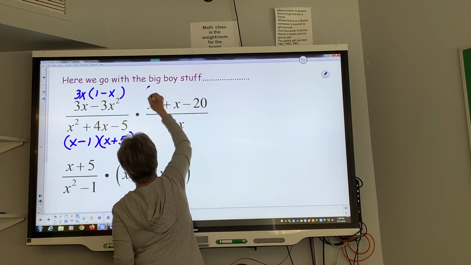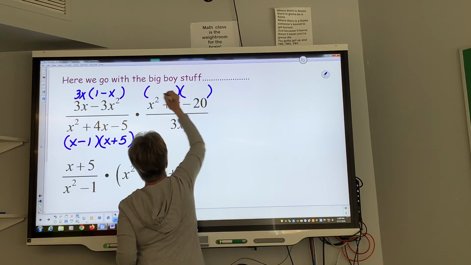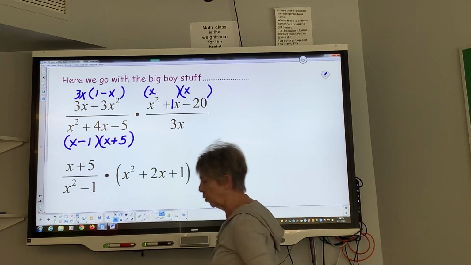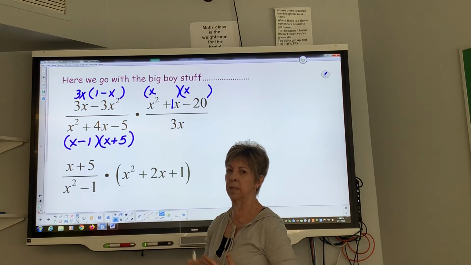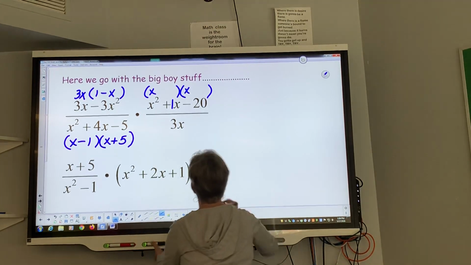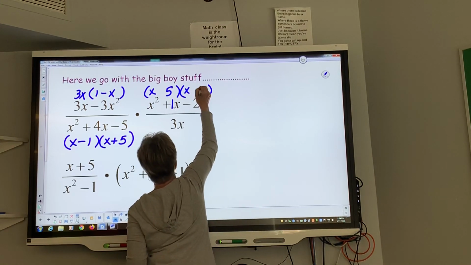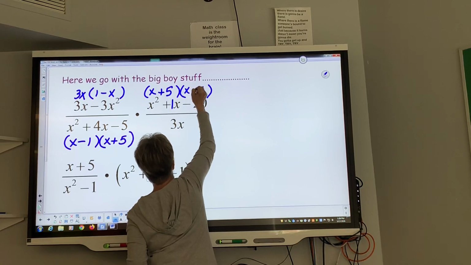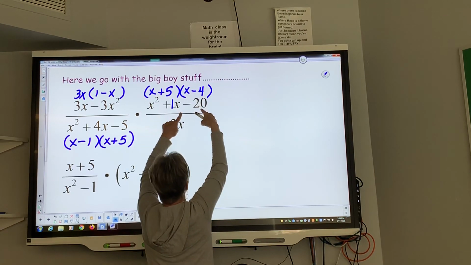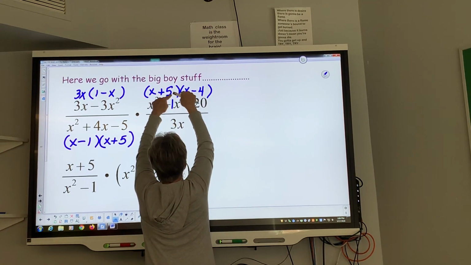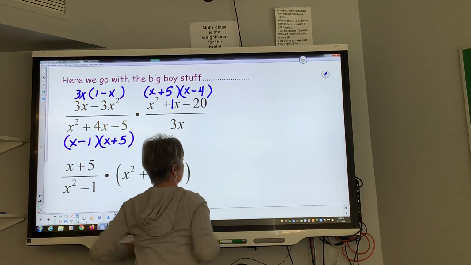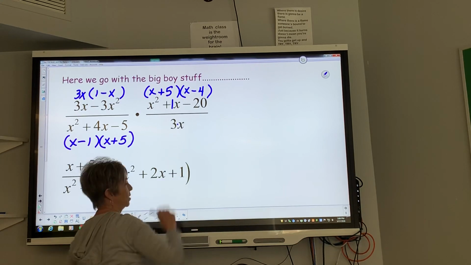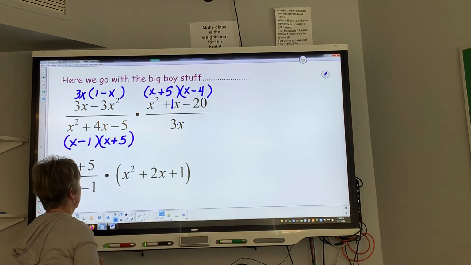I'm going to factor up here, x and x. Since my middle term is 1, 20's got some factor pairs: 20 and 1, 10 and 2, 5 and 4. Obviously, I'm going to want to use 5 and 4 to get that 1. I'm going to want a positive 5 and a negative 4. Those will multiply to give me negative 20, but the positive 5x and negative 4x will add up to give me positive 1. And then 3x, that's already factored. Can't do anything with 3x.